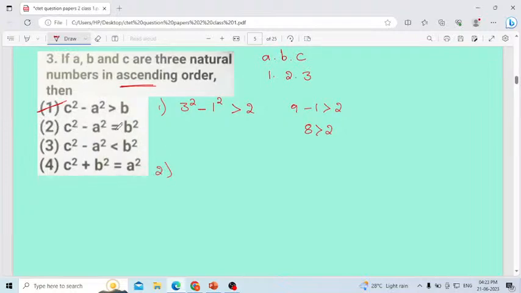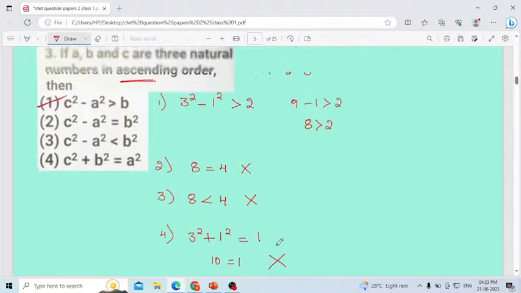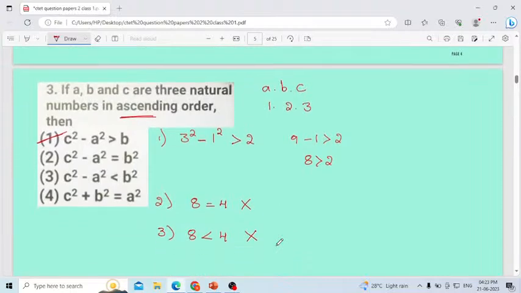C square minus a square, it will be b square. You know the value of c square minus a square is 8. It will be equal to b square, means 2 square, it will be 4. This is wrong. 8 is not equal to 4. Then next one, c square minus a square value is 8. It will be less than b square, means 4. No, 8 is not less than 4. This also is wrong. Then the fourth one, c square plus b square means 3 square plus 1 square. This will be equal to a square, means 1. This is impossible. This is 10. It will be equal to 1. This also is wrong. According to the first one we solved, option 1 is the correct answer.